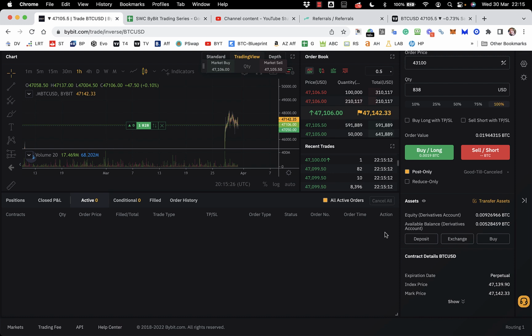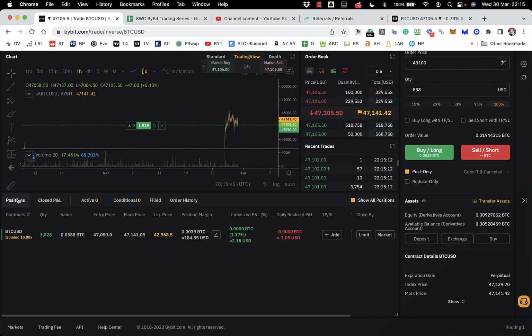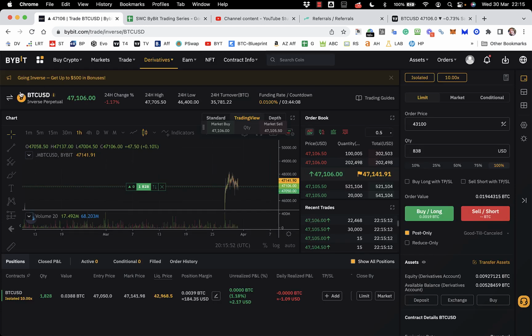It's worth looking at this because sometimes if you've set multiple buy or sell orders and they haven't been triggered, they might still be there when you enter a new trade. So just have a check on this active tab and make sure you haven't got any orders open. And make sure you've got this selected as well, show all positions, because otherwise it'll only show what's in the current selection here.